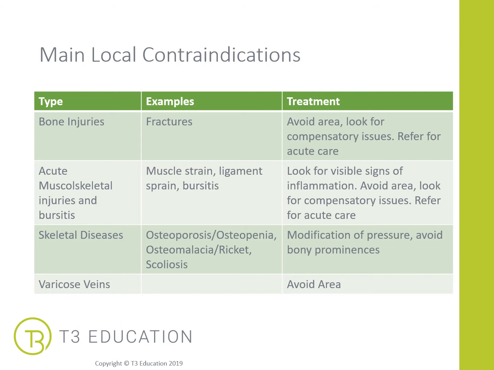So the first one is bone injuries. Examples may be fractures. In terms of treatment, it's a main local contraindication, so we need to avoid that particular area. As an example, if they have fractured their tibia, we would avoid their leg. But what we can do is work on compensatory areas.